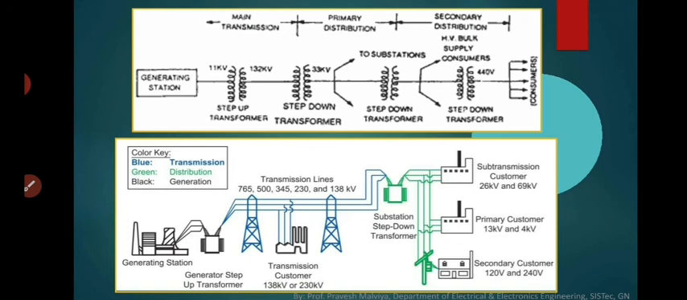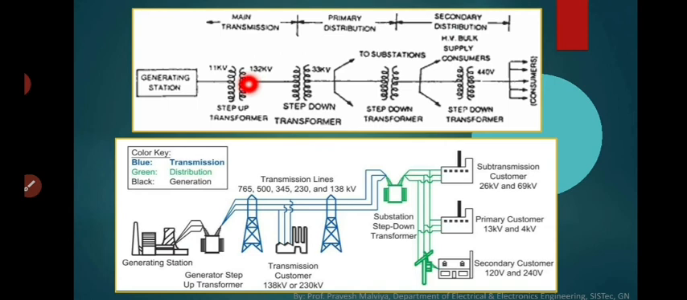Here we can see the overall stages of the power system. We have a generating station where electricity is generated at around 11 kV. Before getting transmitted, we have to increase the level of that voltage. So at the generating station we have a generating substation. There we use a step up transformer, and the voltage generated from the generator is stepped up with the help of that step up transformer, and then it is transmitted over long distances.